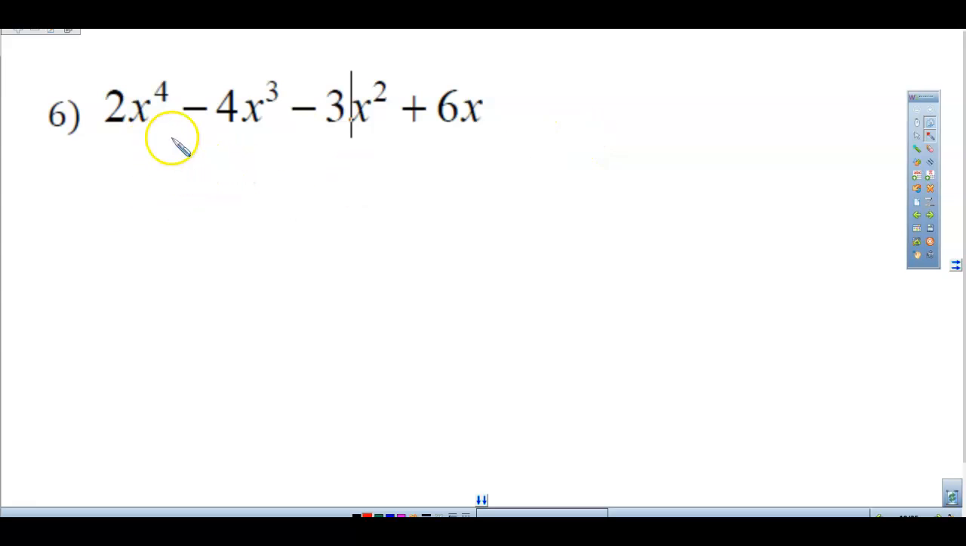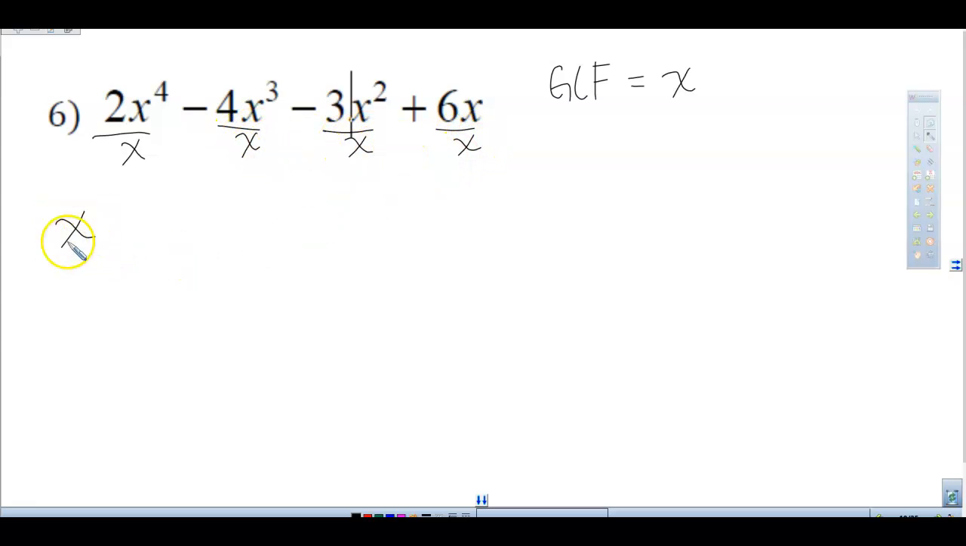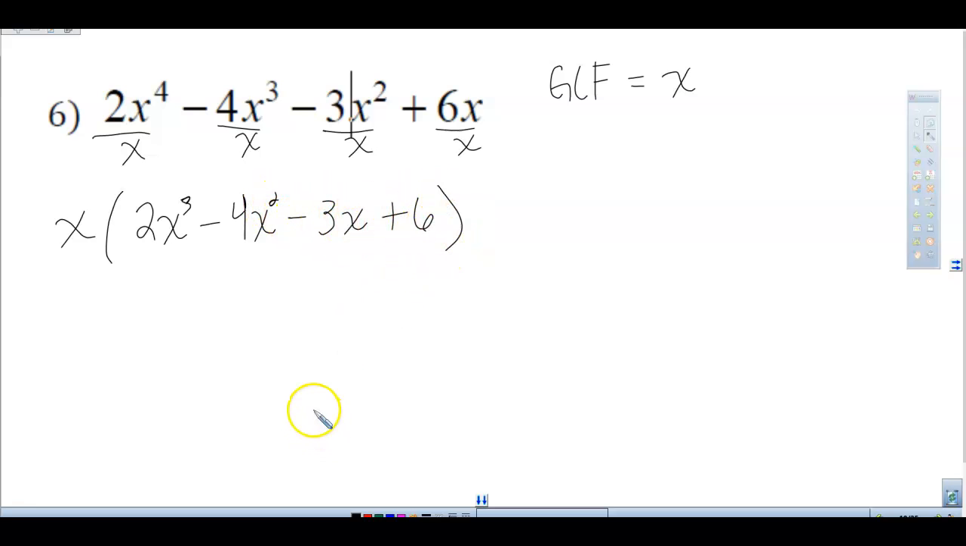Anyways, this one does have a GCF. What can I divide all of those by for my GCF? Good. I can take out an x. So divide by x to all of those to factor it out. You should get 2x cubed minus 4x squared minus 3x plus 6.